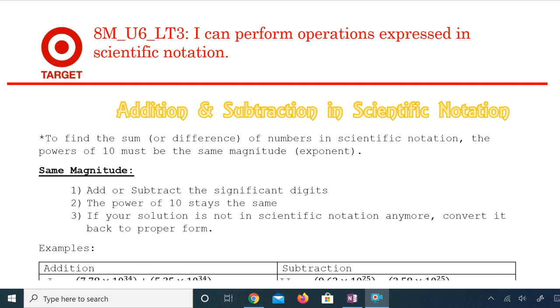So to find the sum or difference of numbers in scientific notation, the powers of 10 must be the same magnitude. So you have to have the same exponent in order to add or subtract scientific notation. So if you have problems that have the same magnitude, you're going to add or subtract the significant digits, whichever the problem is asking you to do. The power of 10 stays the same. And then if your solution is not in scientific notation after you add or subtract, then you need to convert it back into proper scientific notation or proper form.